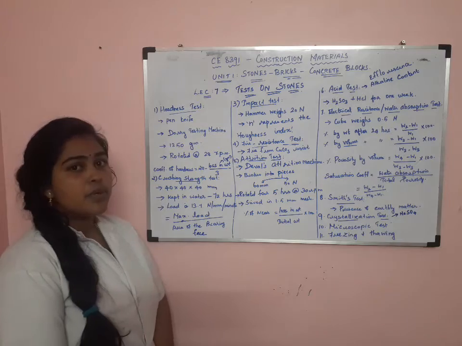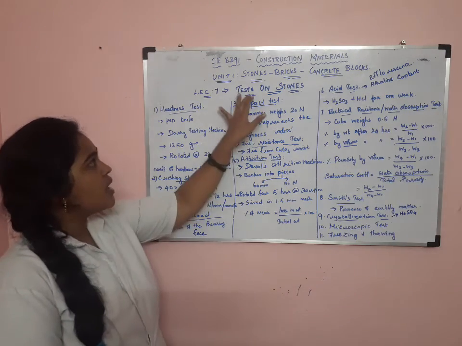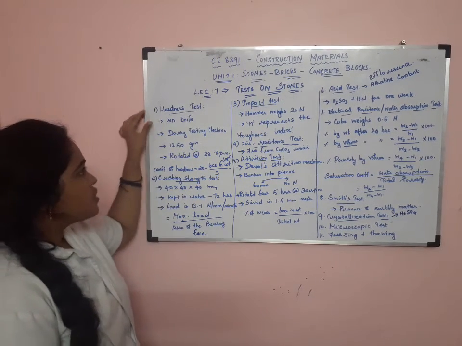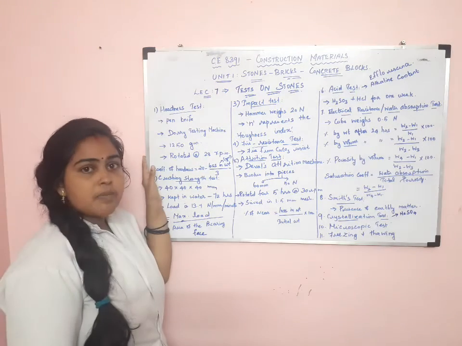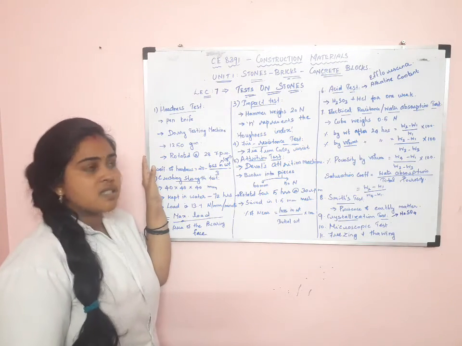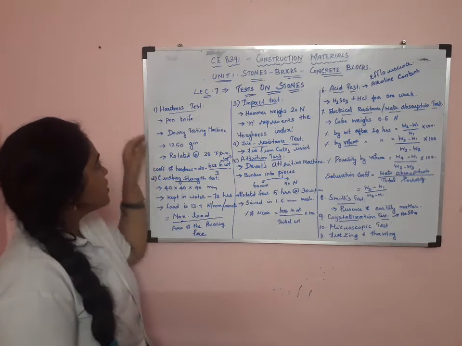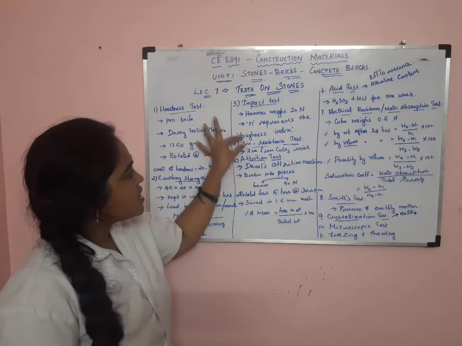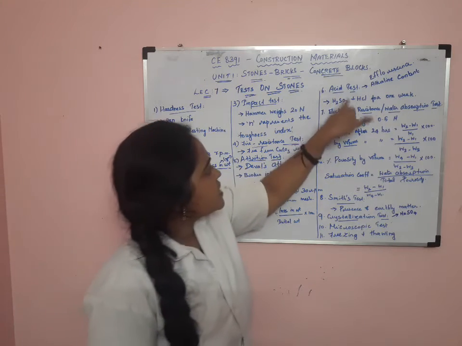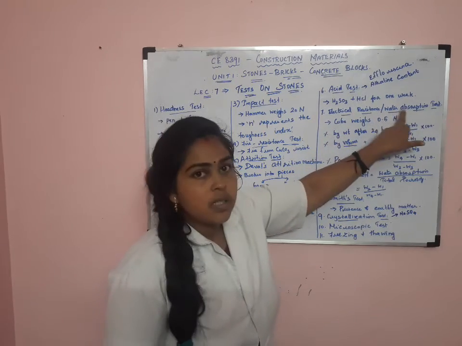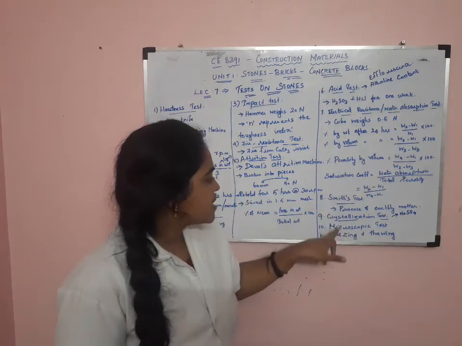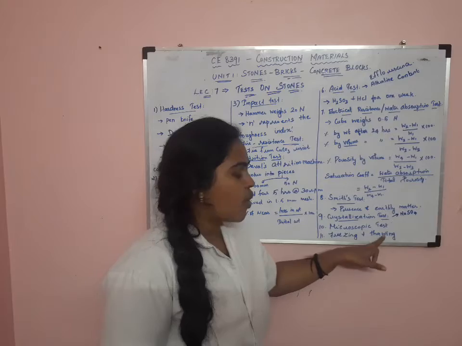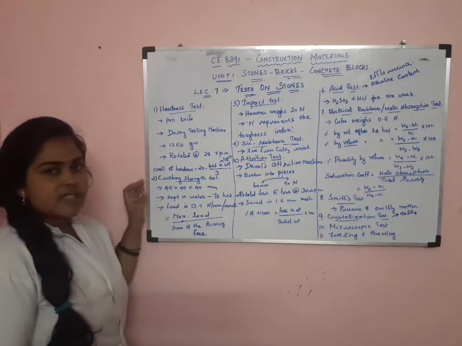Today in this class I am going to discuss tests on stones, which comes under Unit 1: stones, bricks, concrete blocks. To find out the suitability of stones for construction purposes, we have to do some laboratory tests. The laboratory tests are hardness test, crushing strength test, impact test, attrition test, fire resistance test, acid test, electrical resistance or water absorption test, Sibitz test, crystallization test, microscopic test, freezing and thawing test. So totally 11 tests are there.